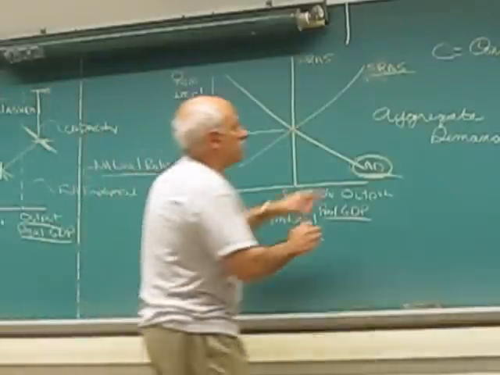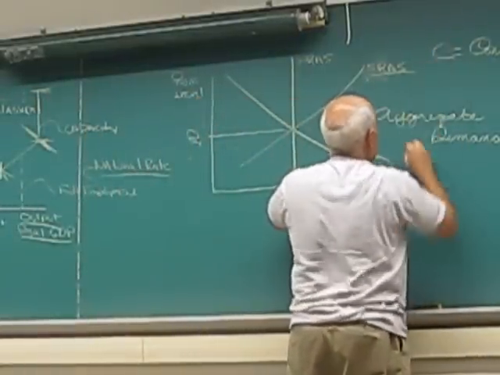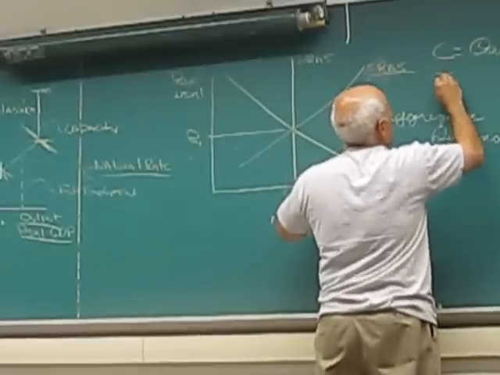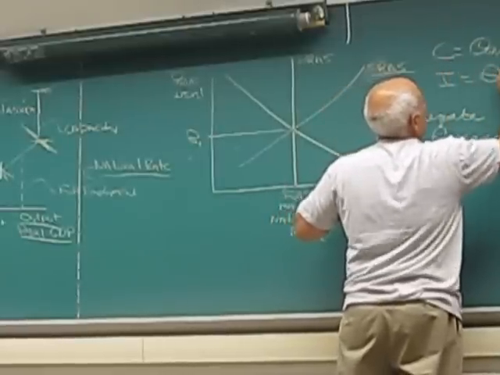So aggregate demand here is made up of C, right? Plus I, which is equal to investment spending.